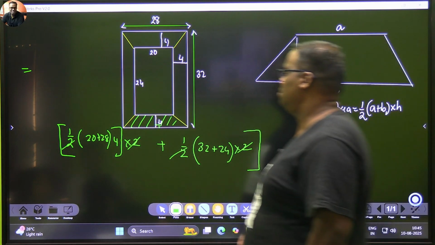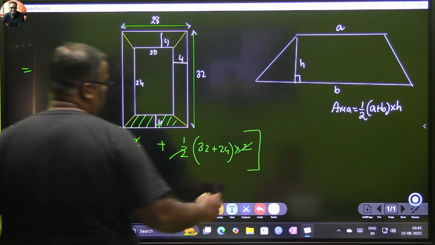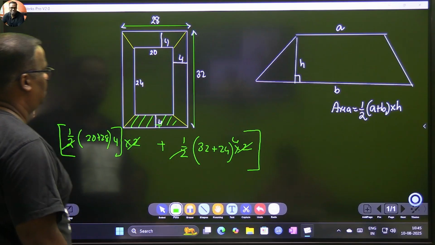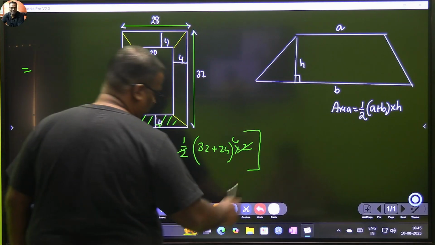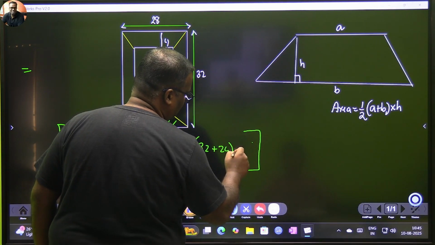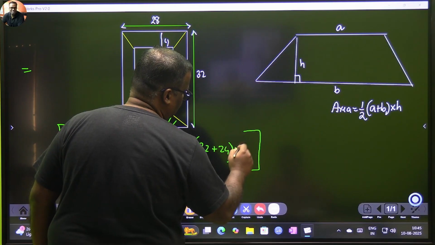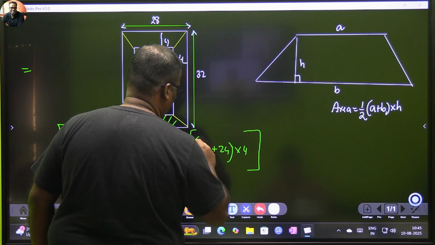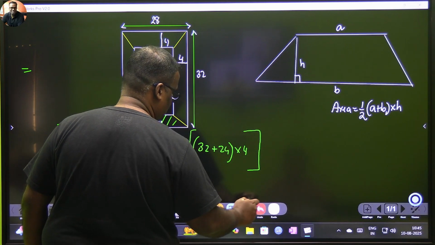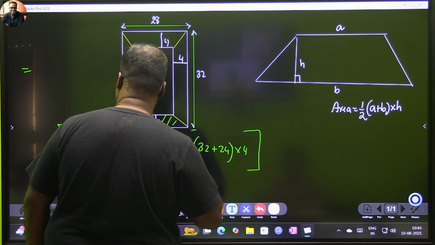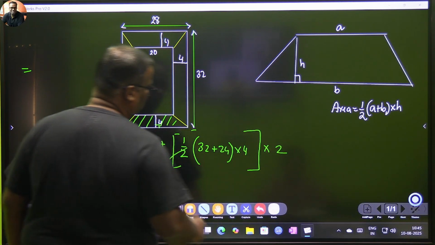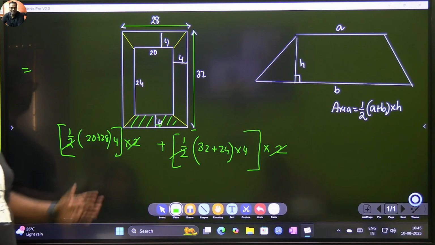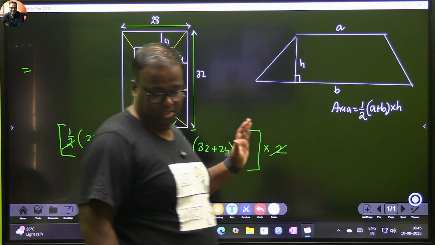Oh, the height is, sorry. The height is 4. Yeah, I forgot that. Very sorry. And then, no, 1 minute. There's another mistake that happened. This into 4, half into sum of the parallel sides, 1 minute. Very nice. And then this whole thing will be multiplied by 2. So this half has cancelled out this half. So you multiply by 4 and you get your answer. Have you understood how to do this?